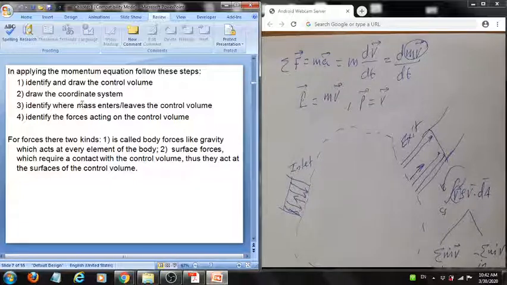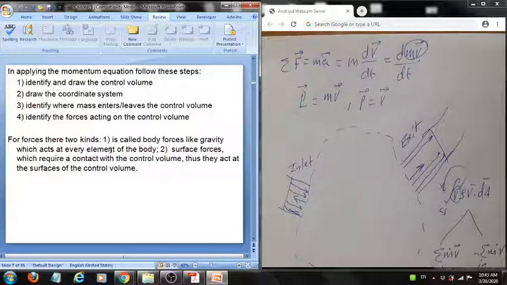Second, we have to draw the coordinate system. Again, because we're talking about a vector equation that can be decomposed into x, y, z, for example, we have to identify our coordinate system. And also we have to identify where mass enters and leaves the control volume. Also we have to identify the forces acting on the control volume.